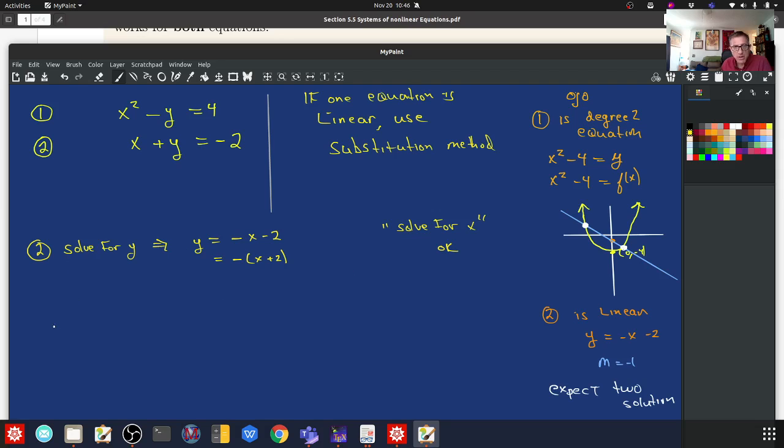So now that I've solved for y, let's go back to my equation 1 and replace y with the value that I found, so I get x squared... Yeah, for this one, you don't want to solve for x. You always want to solve for the nonlinear.